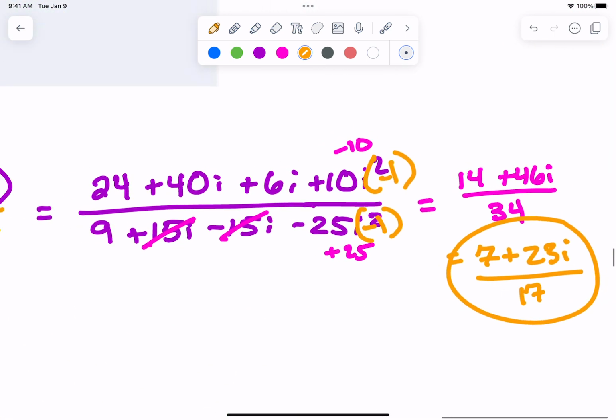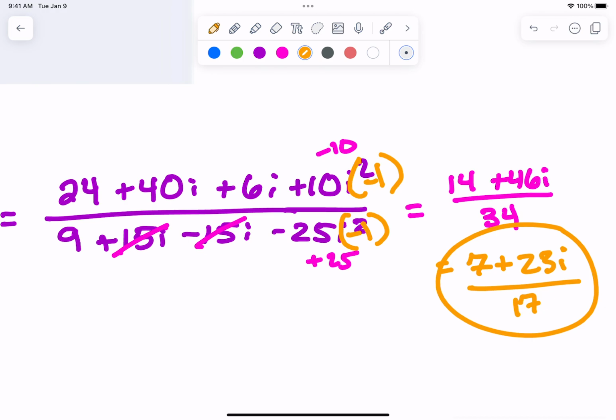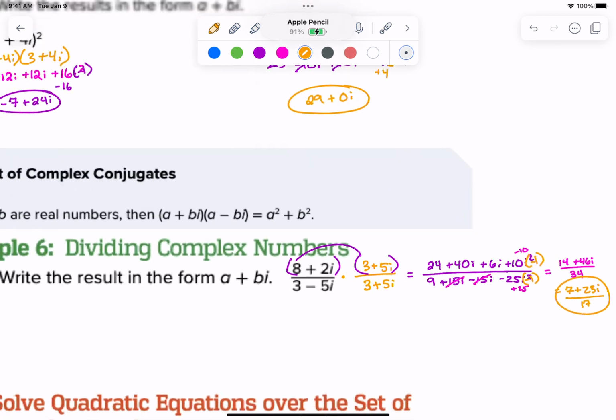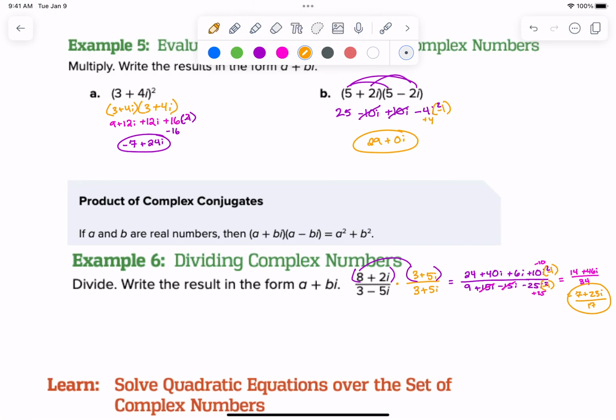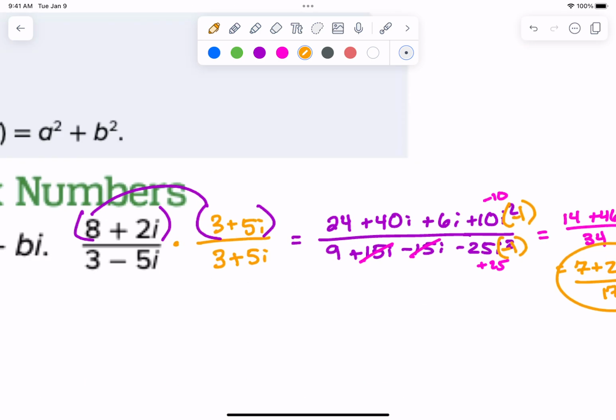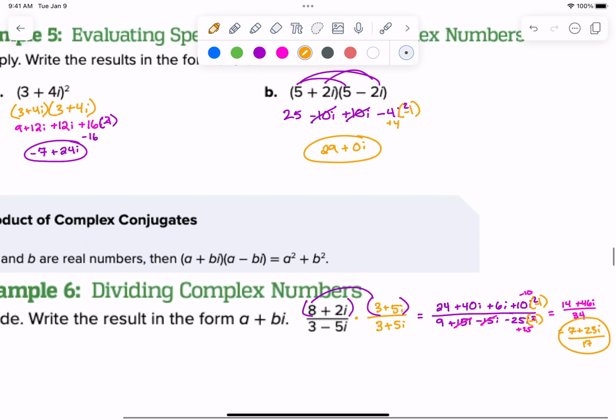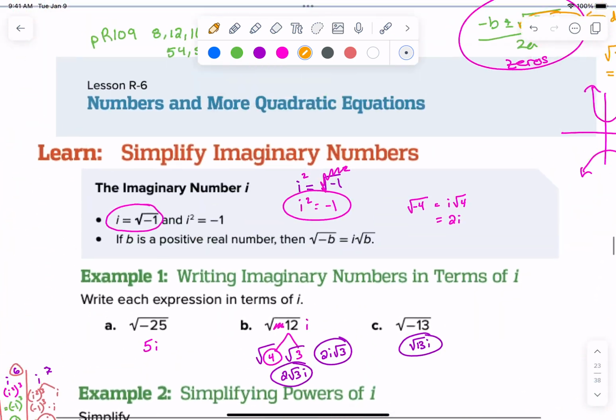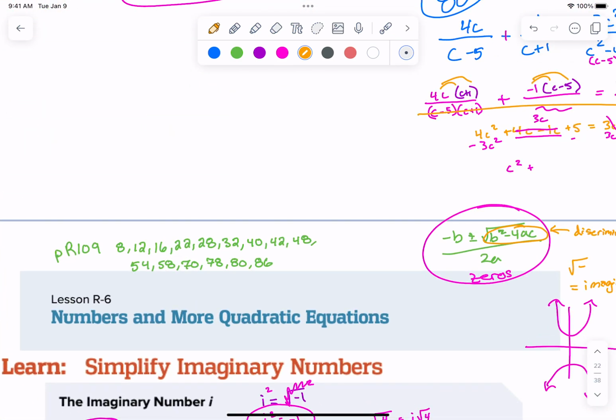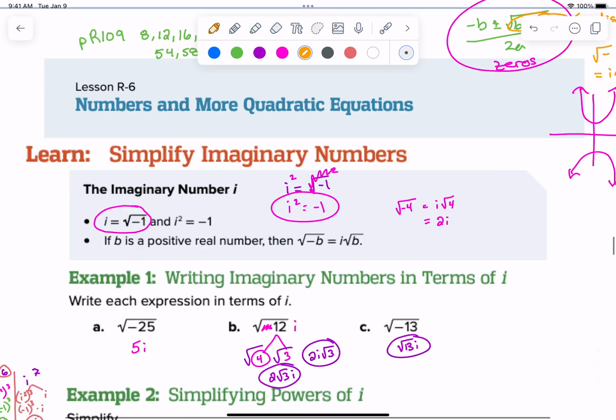Shall we stop there? What lesson are we on? Should we stop there? Yeah. Okay, we can stop there. That's fine. You can go pretty far on our homework. Dividing complex numbers. You should be able to get to, I think we can go to 54. 7 plus 23i over 17, I did something wrong. I'll come help you in a second. We can go to 54. Dividing complex numbers. All right, in your book. Can you go back to the problem?